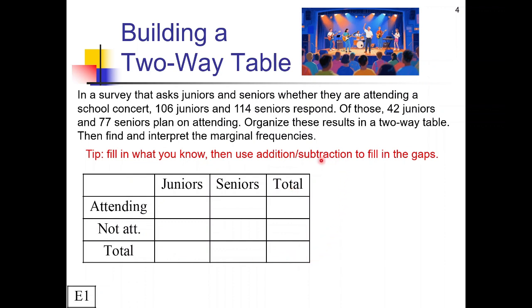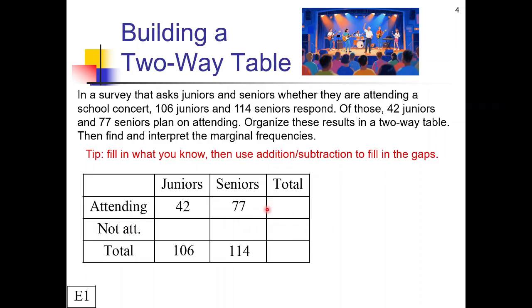All right, so starting from the beginning of the sentence and putting things in as we find them, they said there's 106 juniors. So that would be the total juniors, which would be down here in this entry. And then there's 114 seniors, so that can go down here. And then we had 42 juniors attending, so juniors attending is this box right here. And then 77 seniors attending would be this cell right next to it.